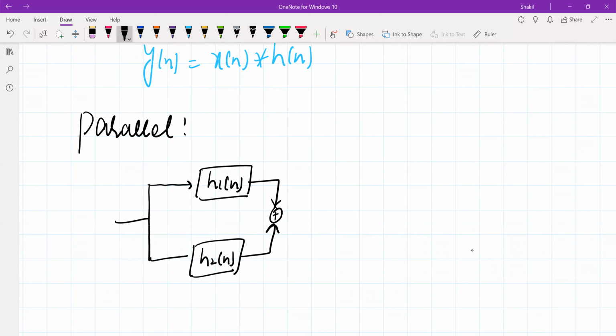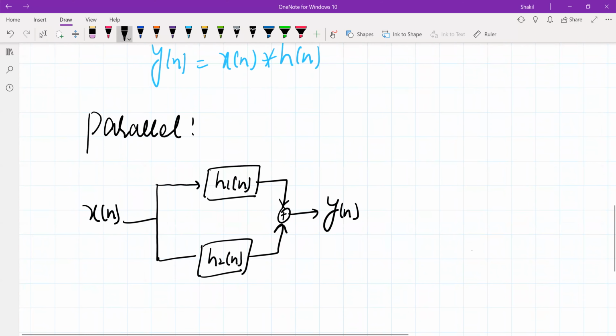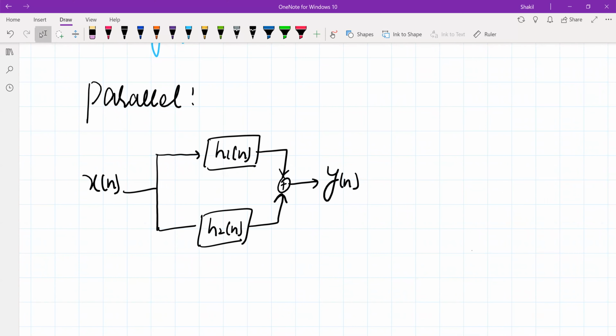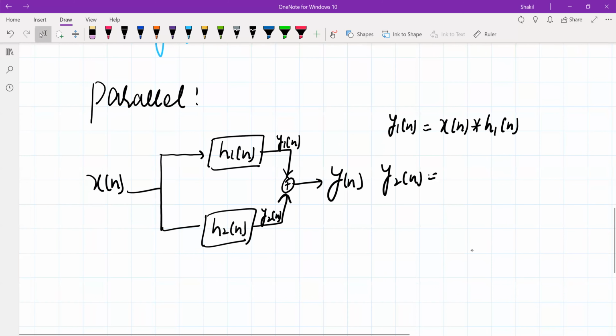What will be the output of this system? Let's suppose the output of the first system is y1 of n and the output of the second system is y2 of n. So y1 of n you can write simply as x of n convolved with h1 of n. The input to the system is the same, so the output of the first system will be h1 of n convolved with x of n. Similarly, the output of the second system will be x of n convolved with h2 of n.